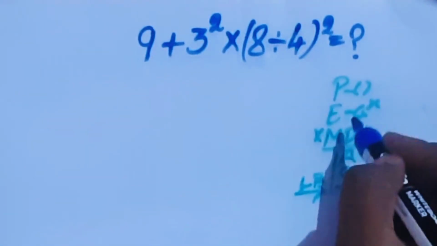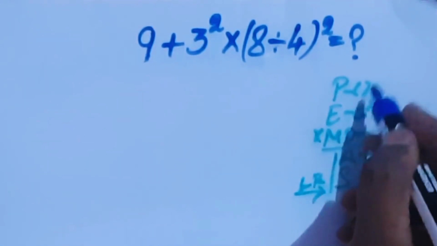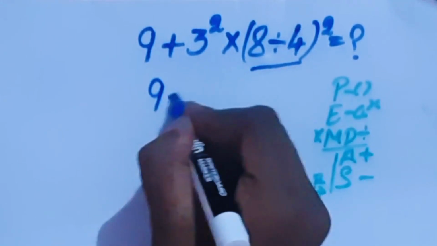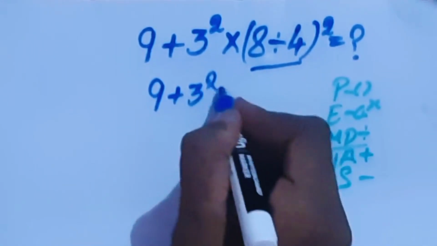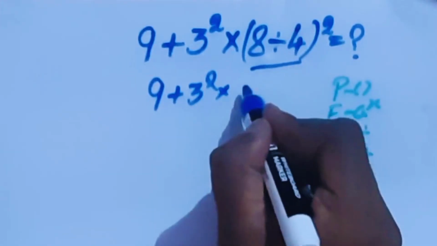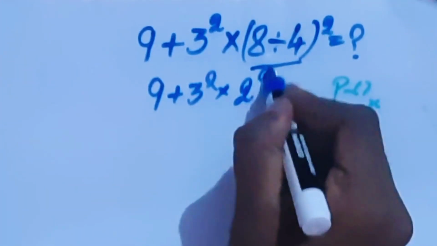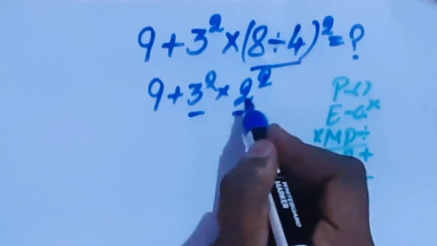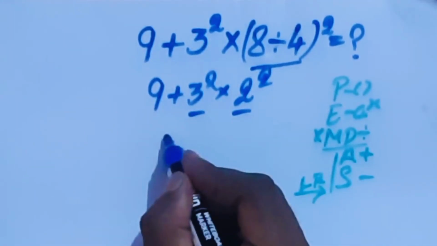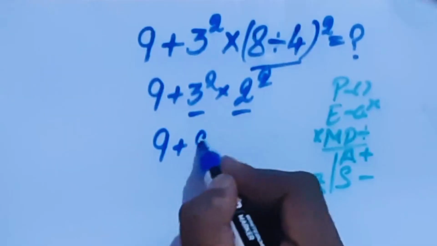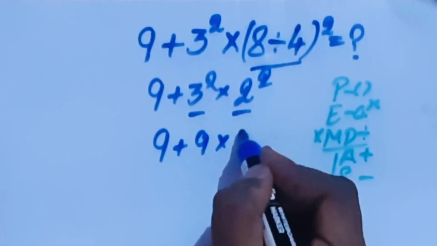Here, as per this order of operations PEMDAS, the bracket is higher priority. So we have to do this bracket before this operation here. 9 plus 3 power 2 times, here inside the bracket we have 8 divided by 4 is 2 power 2. The next priority is the exponent. We have exponent here and here. So we have to do this before this addition. So 9 plus, here 3 power 2 is 9 times, here 2 power 2 is 4.